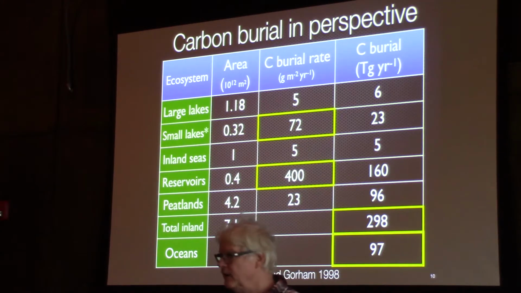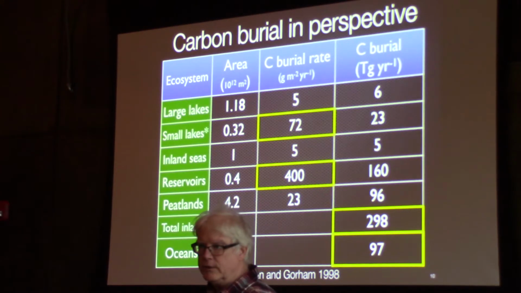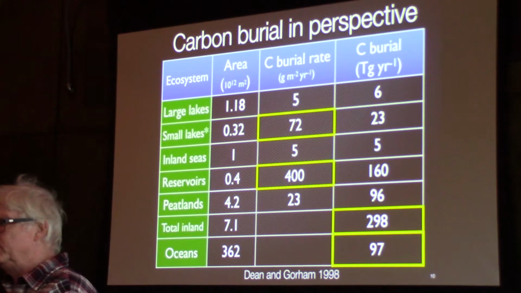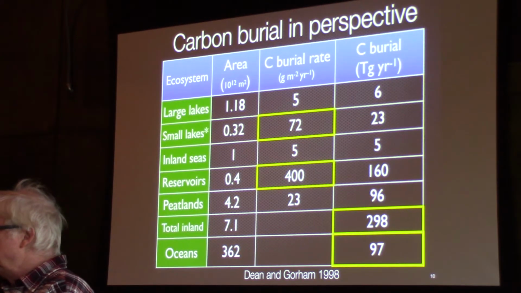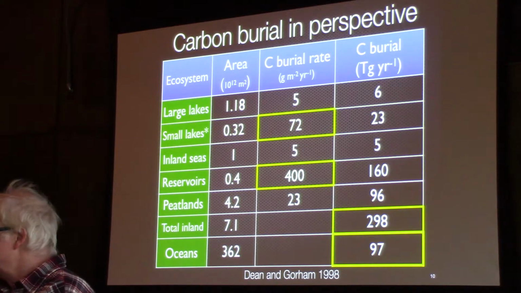Now, first of all, 0.3, we now know that that number's probably double that. So this was done before the Tranvik paper came out. So we know that that number in freshwater is even higher than what we first thought.